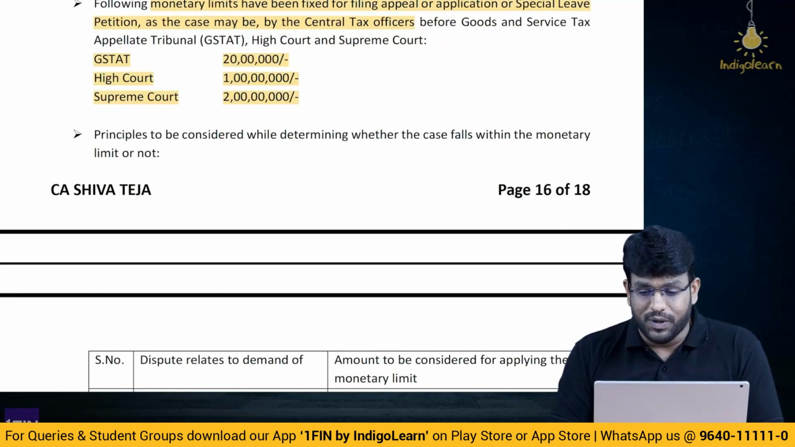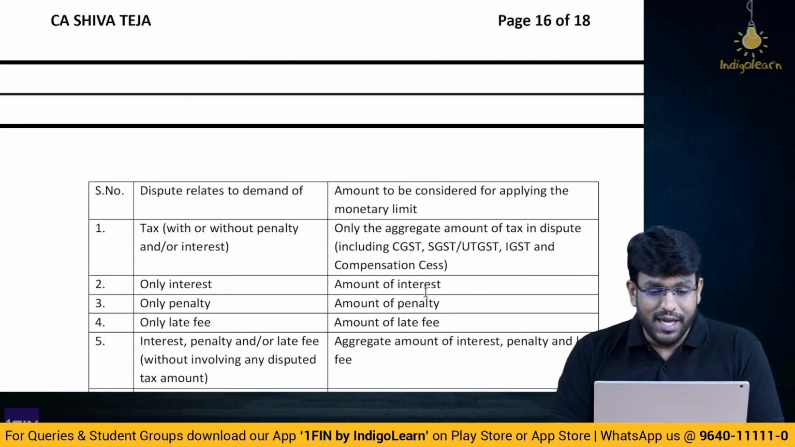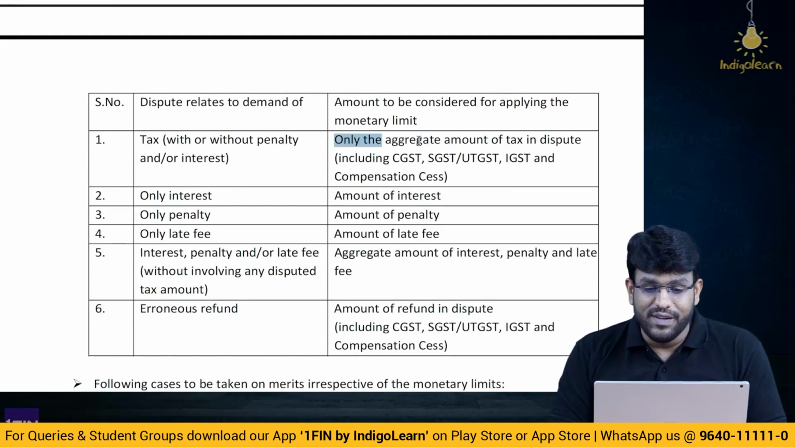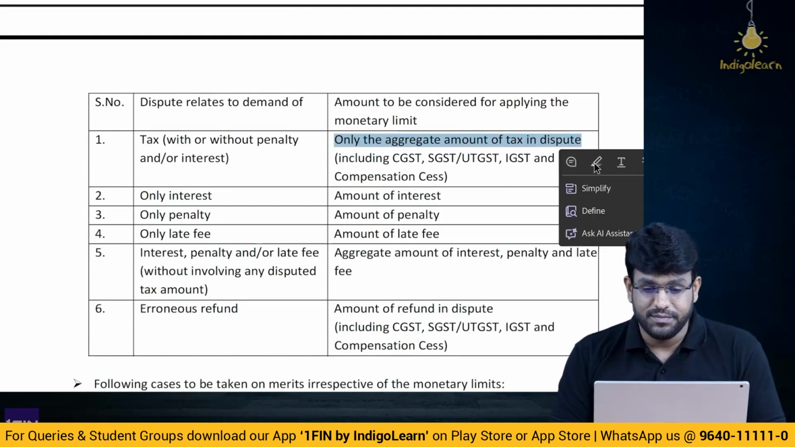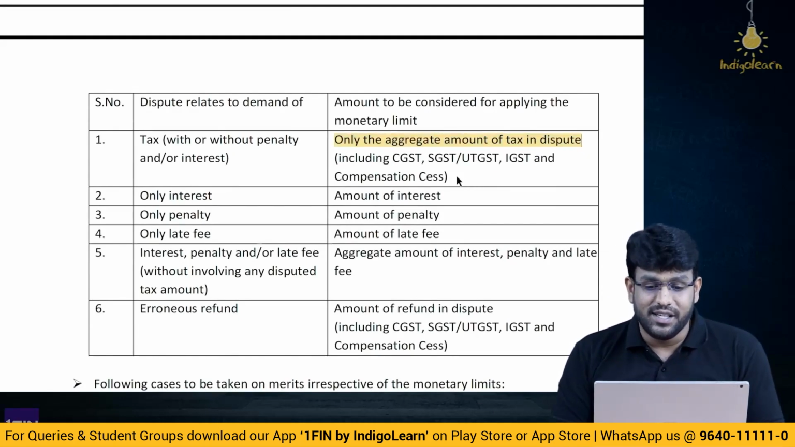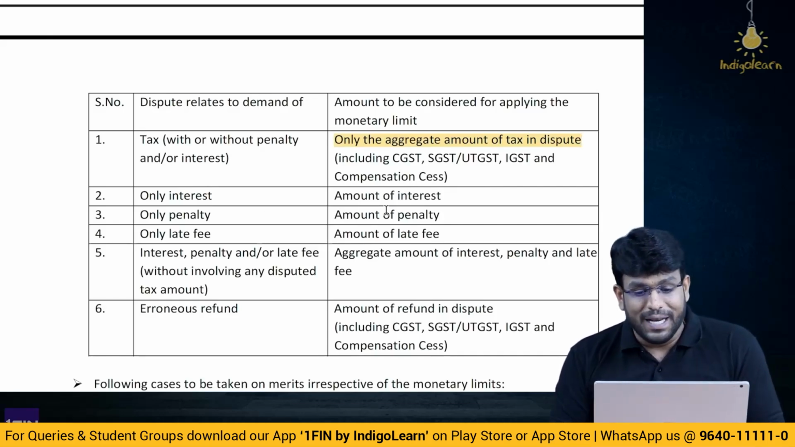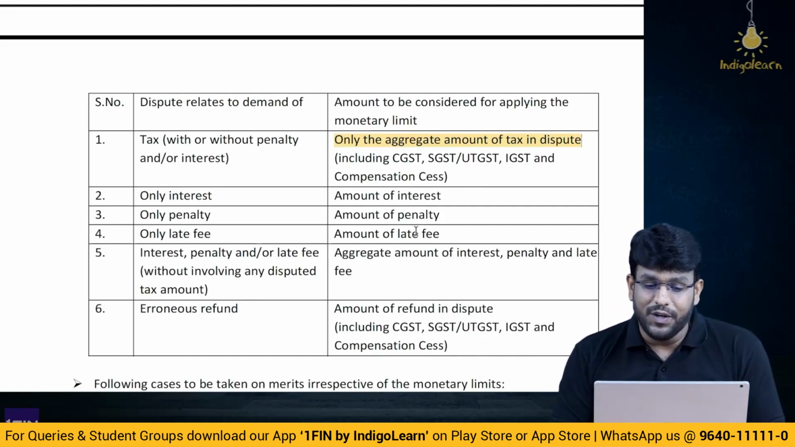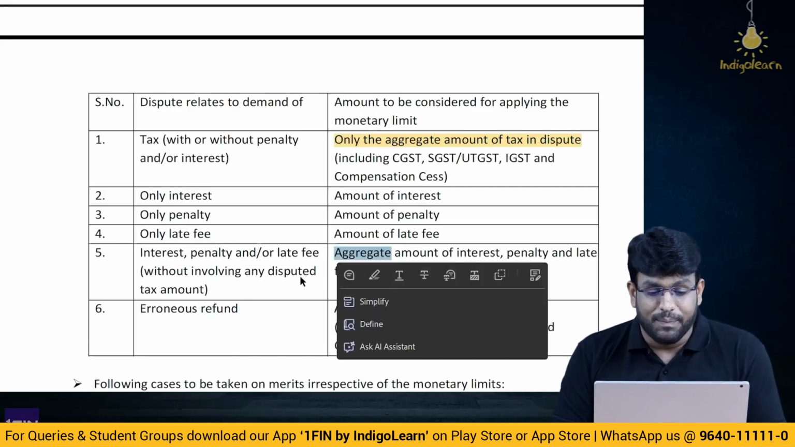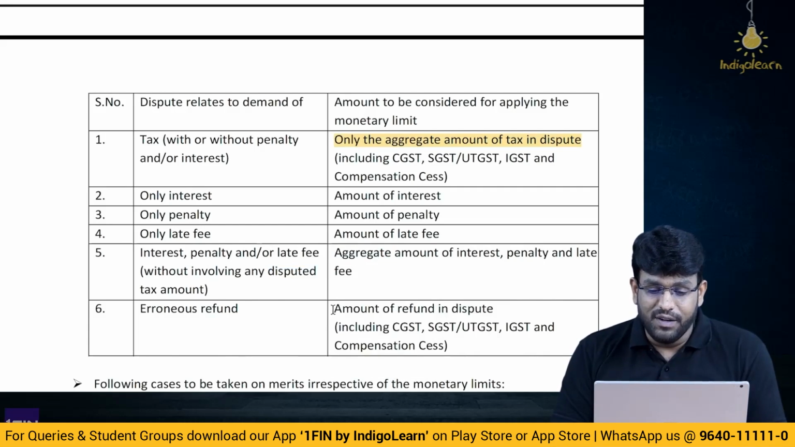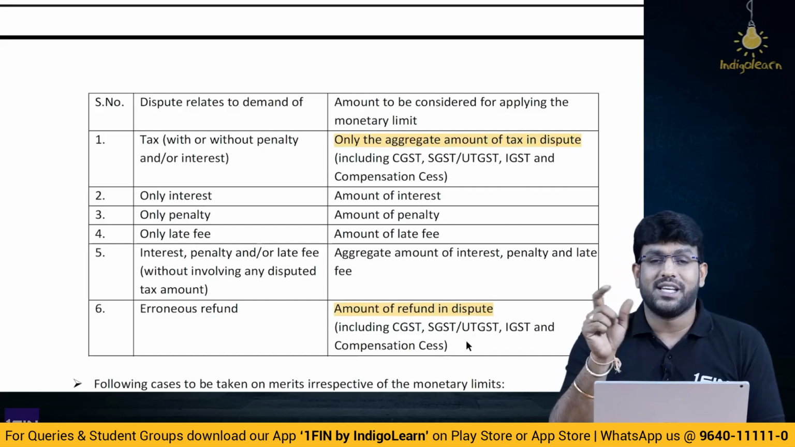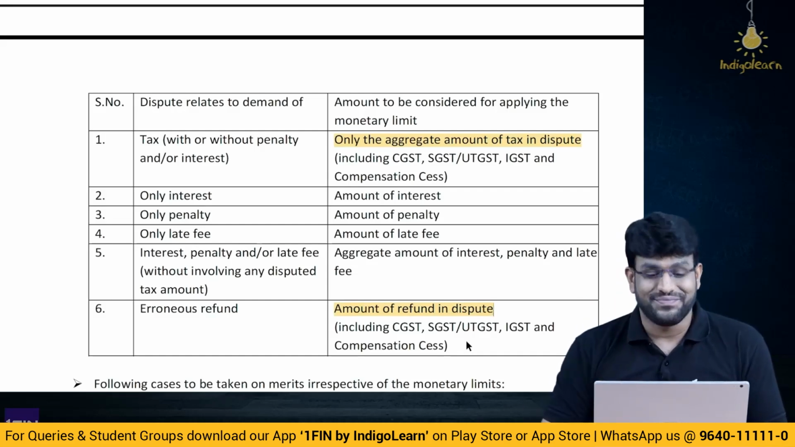But how do we calculate this 20 lakhs, 1 crore or 2 crores? If it is only tax which is involved, we will see only the tax in dispute. And the tax means CGST, SGST, IGST and the compensation cess also. Only interest, please see interest. Only penalty, please see penalty. Only late fees, please see late fees. If interest, penalty, late fees is there without involving tax, then aggregate of interest, late fee, penalty. Erroneous refund, we will see the amount of refund in dispute. All taxes together, CGST, SGST, IGST and compensation cess also.